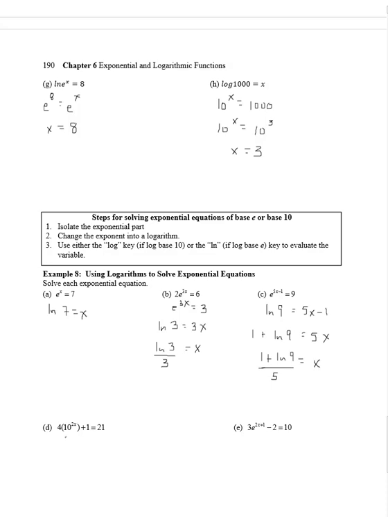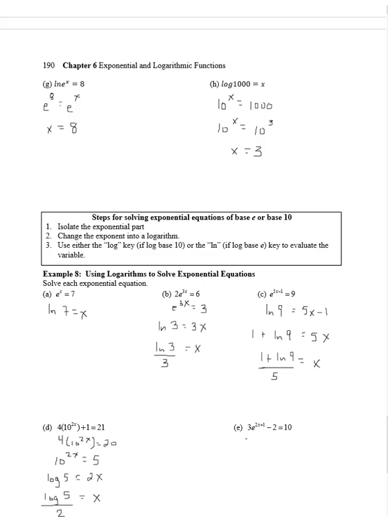Okay, part D, we have a little bit of work to do. So first we have to subtract 1. So 4 times 10 to the 2x equals 20. Then divide by 4, so 10 to the 2x equals 5. And now we can use log base 10, so log base 10 of 5 equals 2x, or x is log base 10 of 5 divided by 2.